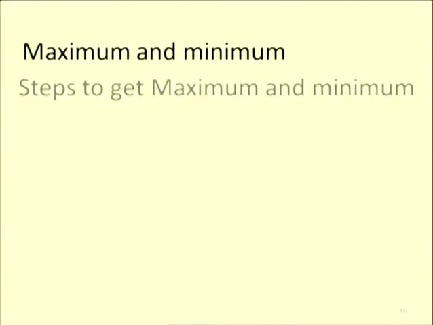Then we'll see at which point, out of all those points, the function is exactly minimum or maximum. For that another test is there, so we'll see. So let us see how we can get the maximum value and minimum value of the function. These are the steps to get the maximum value and minimum value of a function.